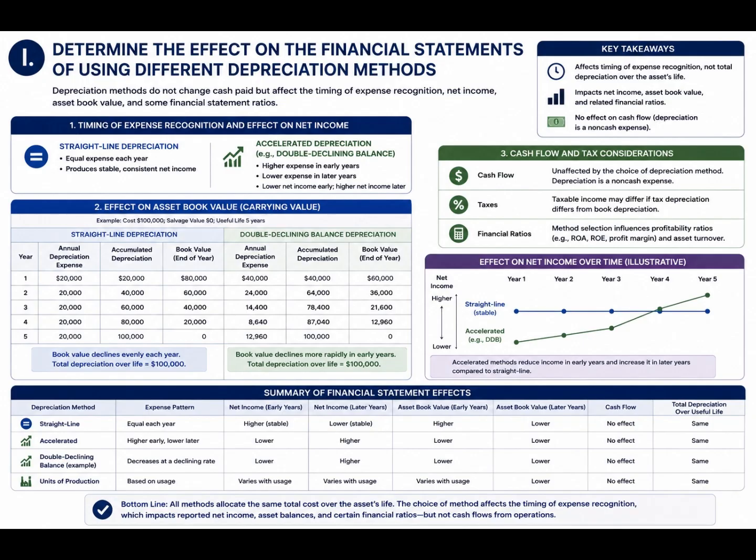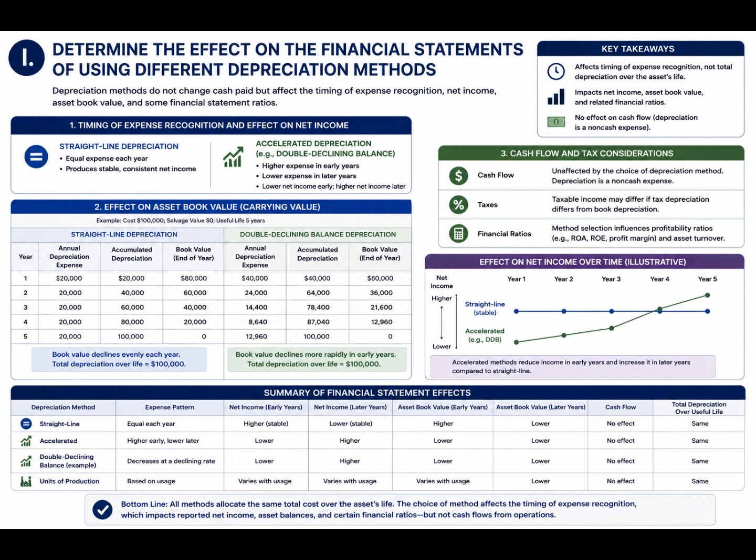L. Determine the effect on the financial statements of using different depreciation methods. Depreciation methods affect timing of expense recognition. Straight-line depreciation allocates equal expense each year, resulting in stable net income. Accelerated methods, e.g., double declining balance, recognize higher expense in early years and lower expense later, reducing early period income but increasing it in later periods.